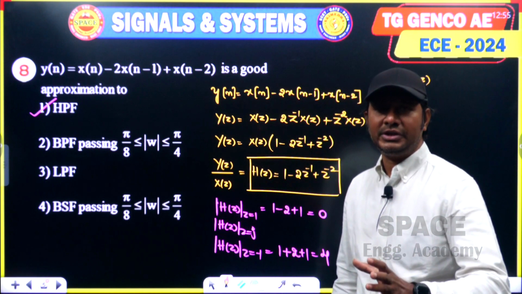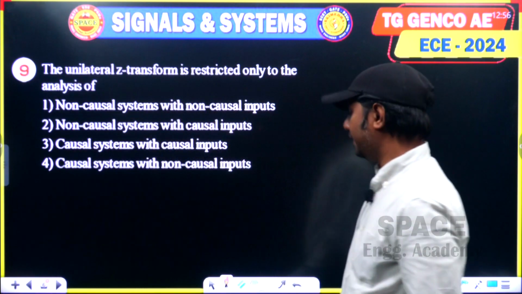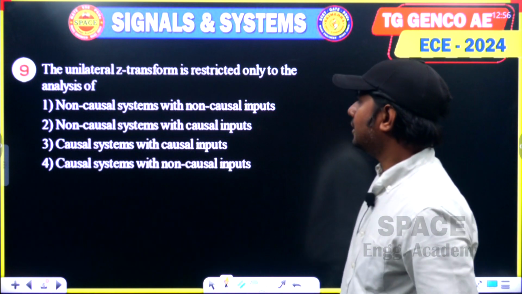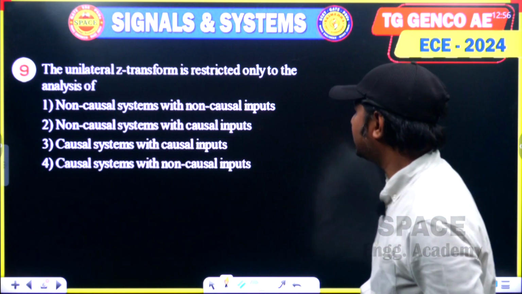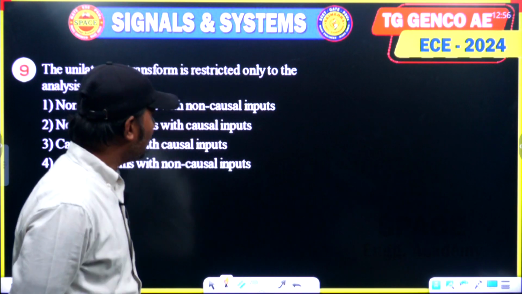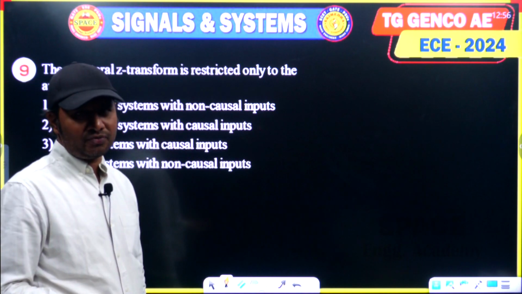Hope you understood this question, right? After this, let us look at the next question. In this ninth question, he is saying that the unilateral Z transform is restricted only to the analysis of... First of all, the unilateral Laplace transform, or it is also known as the one-sided Z transform.